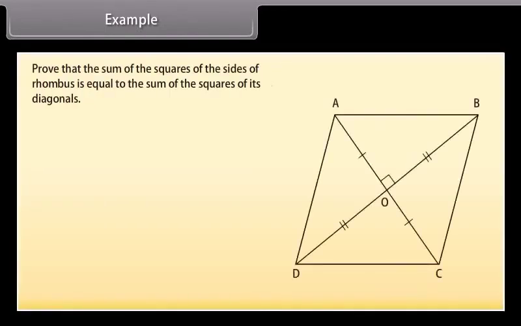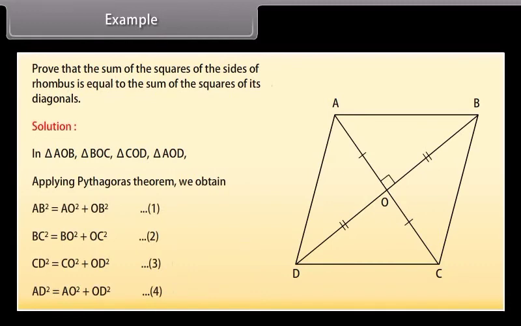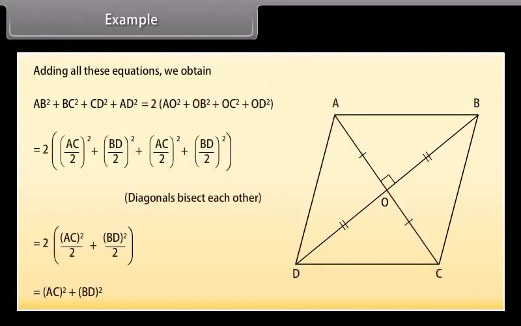Example. Prove that the sum of the squares of the sides of a rhombus is equal to the sum of the squares of its diagonals. Solution. In triangle AOB, triangle BOC, triangle COD, triangle AOD, applying Pythagoras Theorem, we obtain these values. By adding all these equations, we obtain AB square plus BC square plus CD square plus AD square equals AC square plus BD square.